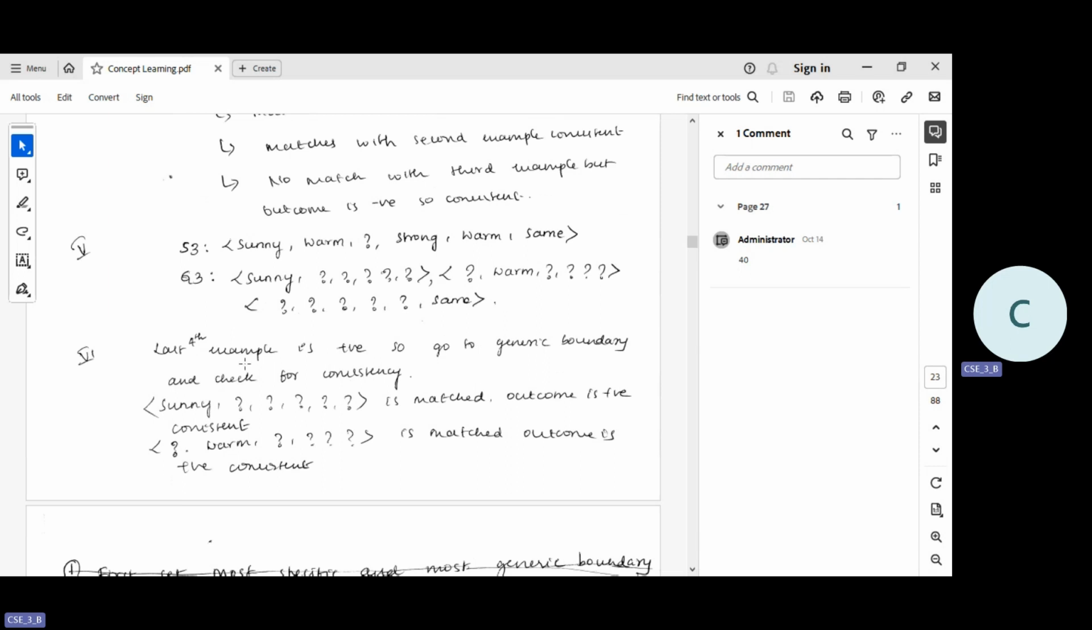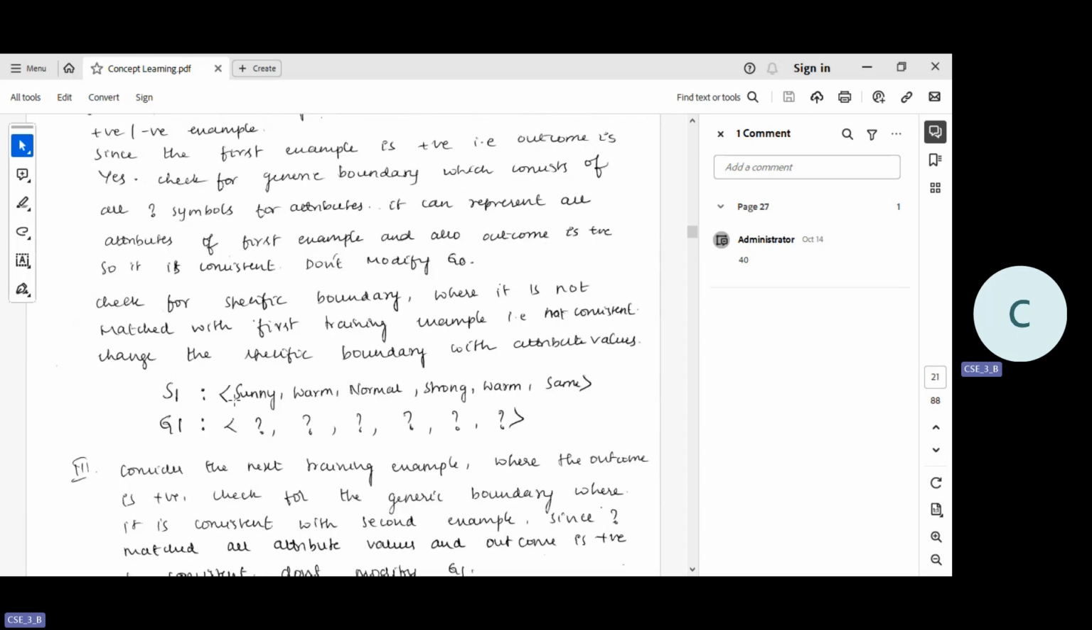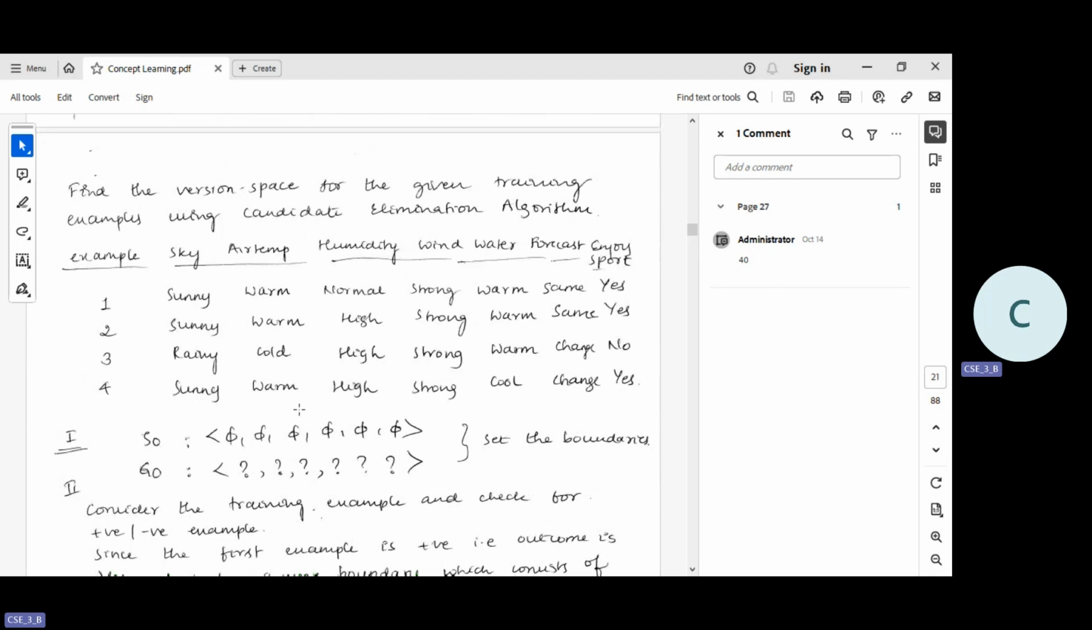You can see here that the last example is positive. So we go to the generic boundary and check for consistency. We will see what things have to be updated with the specific and generic boundary. We take the first attribute value, sunny, and then all the question marks. It is matched, and the outcome is positive. Yes, we are retaining it as consistent. So this is the data set: it is sunny, and the question marks match all these attributes, and the outcome is yes, so it is consistent.